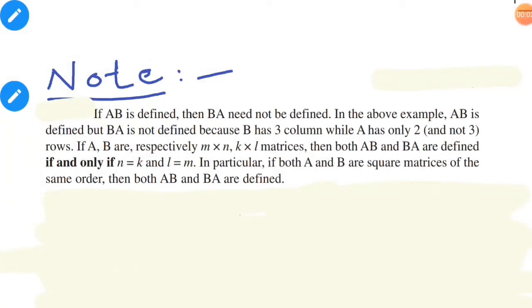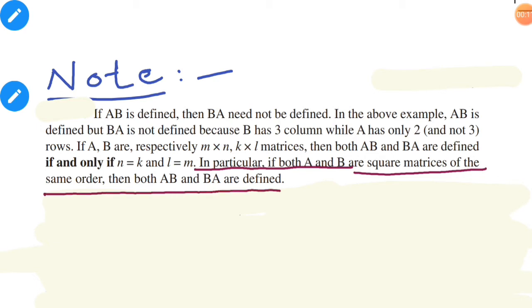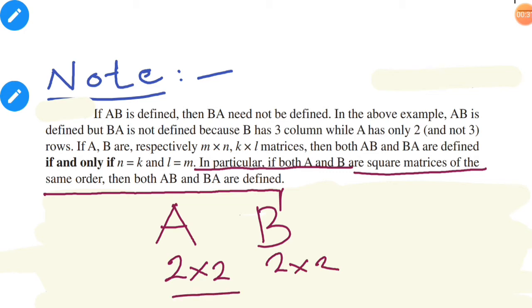And here is one more note. In particular, if A and B are square matrices of the same order, then both AB and BA are defined. For example, if A is of order 2 by 2, a square matrix, and B is also of order 2 by 2, both are square matrices of the same order. So AB and BA are defined.